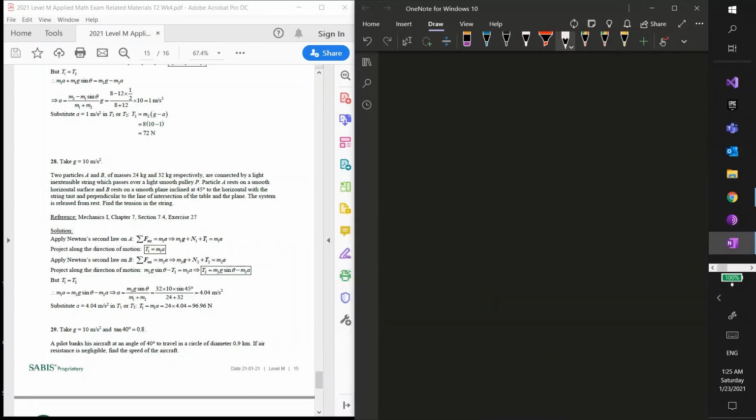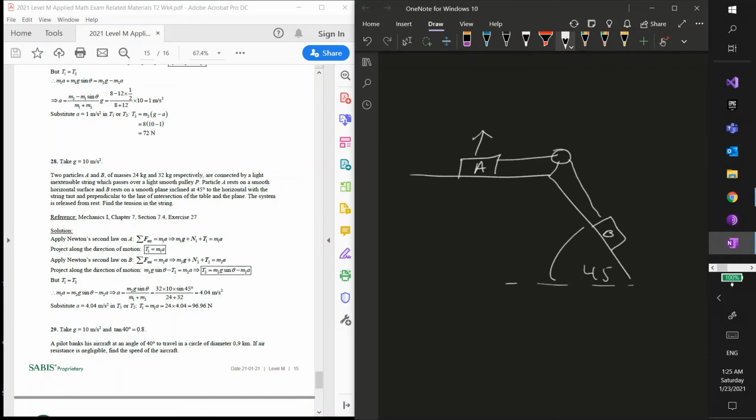All right, so look, question 28. You have two particles A and B connected by a string that passes over a pulley. A is on a smooth horizontal surface. B is on an inclined surface at an angle of 45. They're connected to each other by a string through a pulley. They're telling you to find the tension. Now here it's a smooth horizontal surface.